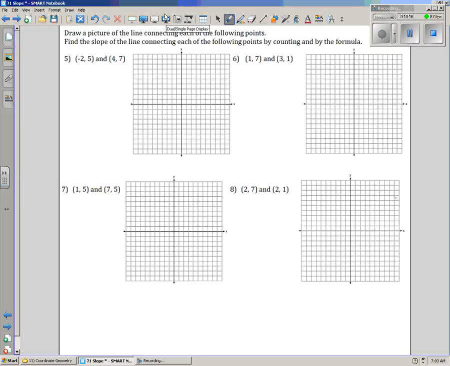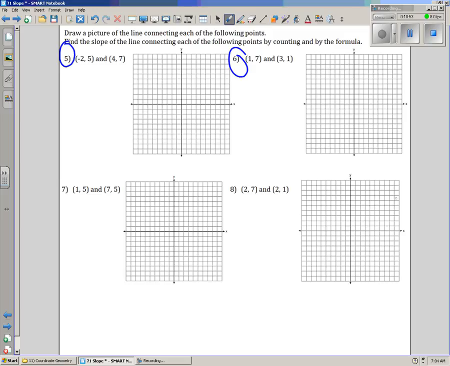So the next exercise says to draw a picture of the line connecting each of the following points. It's asking to find the slope of the line connecting each of the following points by counting and the formula. I would like you guys to stop the video and do 5 and 6 right now. So I want you to pause the video and do 5 and 6 right now. Okay, I'm going to do 5 and 6. You should have done them on your own.